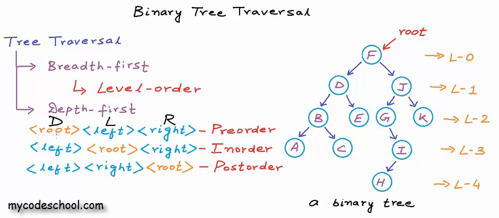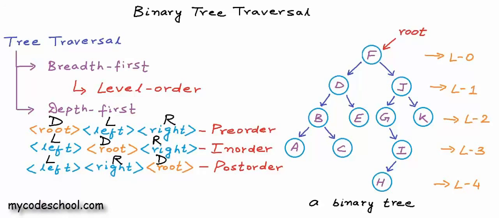In in-order traversal, first we will finish the left subtree, then we will read the data in the current node, and then we will go right. In post-order, for each node first we will go left, once the left subtree is done we will go right, and then we will read the data in the current node. So pre-order is data left right, in-order is left data right, and post-order is left right and then data.